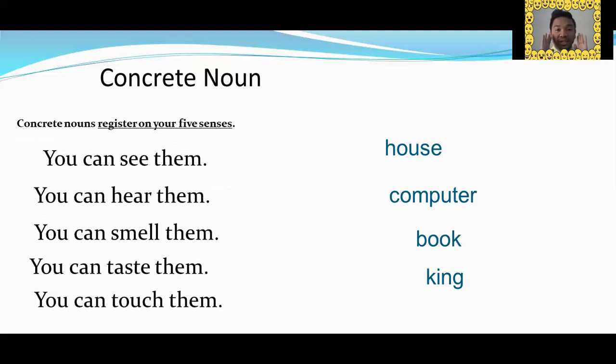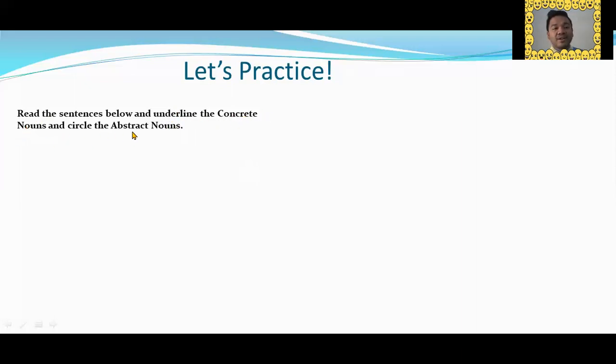Okay, concrete because you can register on your five senses. You can see them, you can hear them, you can smell them, you can taste them, you can even touch them. Okay, concrete noun. Any questions? If you don't have any questions, I would like you to do a little bit of practice. Now read the sentences below and underline the concrete nouns and circle the abstract noun. Again, you're going to underline the concrete nouns and circle the abstract noun.